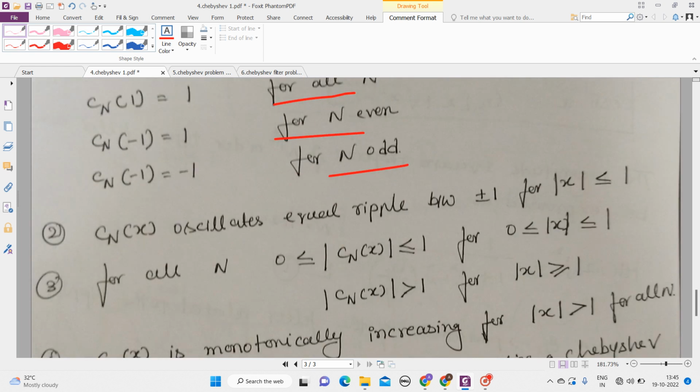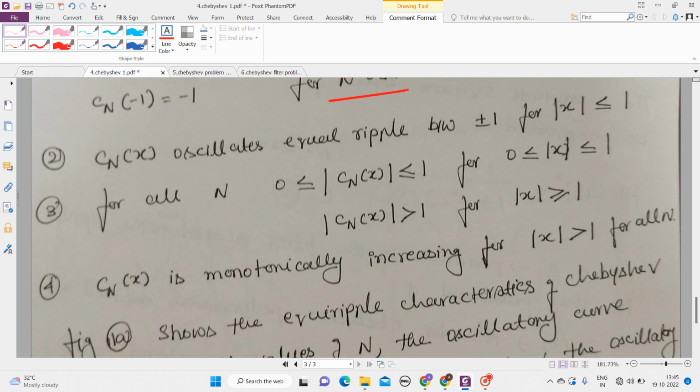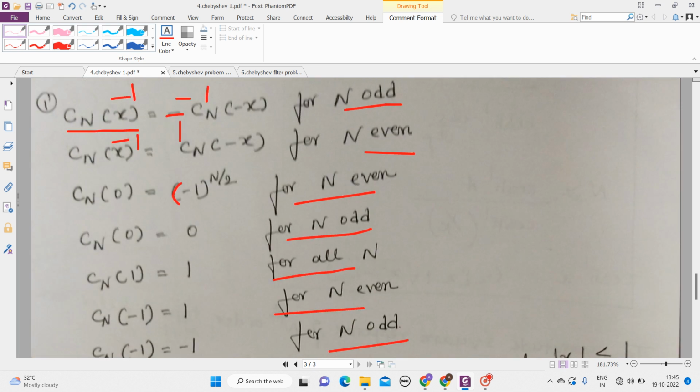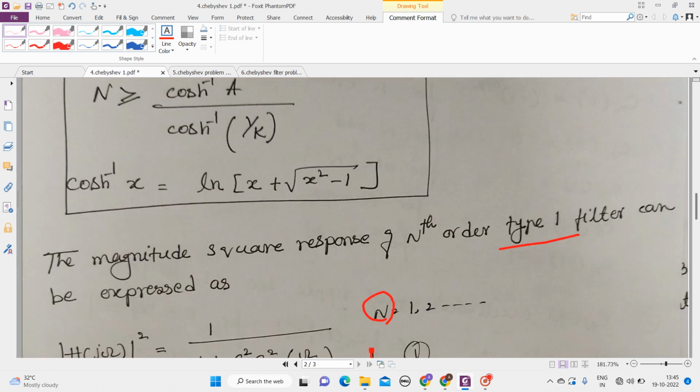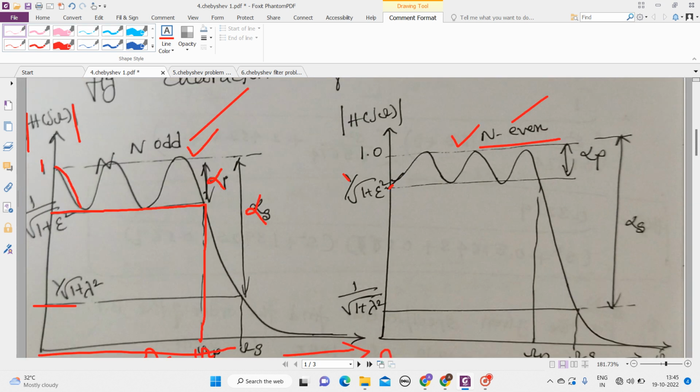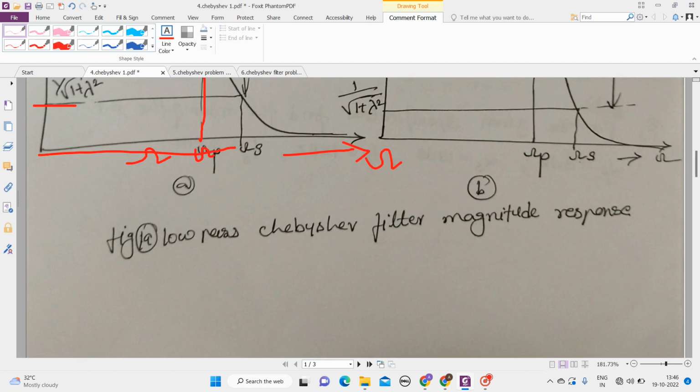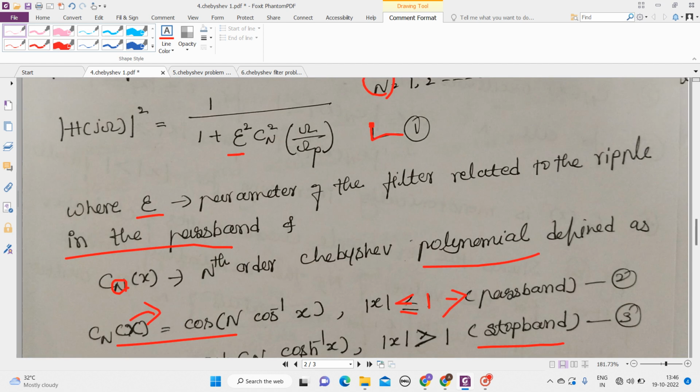And for Cn of x, the nth order Chebyshev filter polynomial equation, the ripples oscillate between plus and minus 1. This is the ripple factor. So this ripple factor ripples between plus 1 and minus 1, so x lies between plus or minus 1.